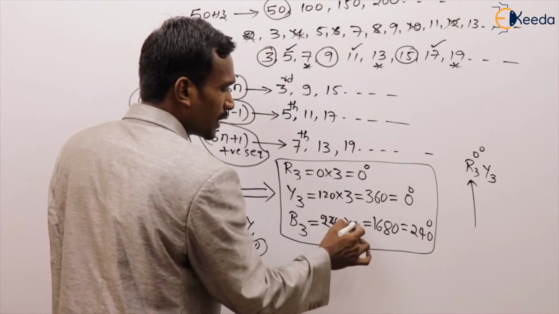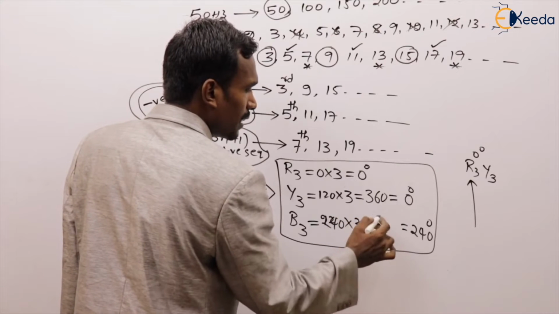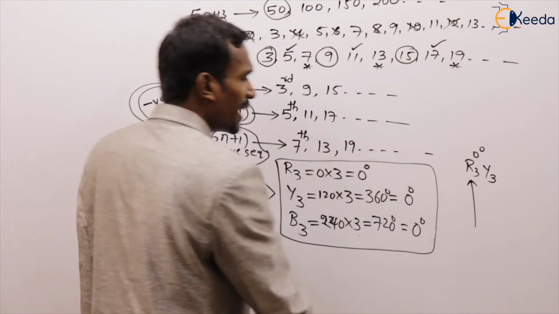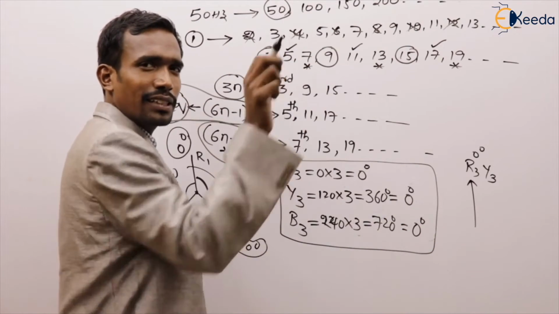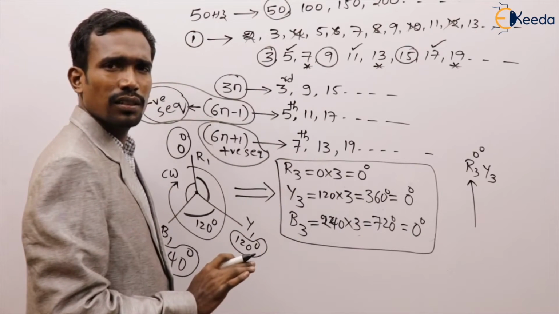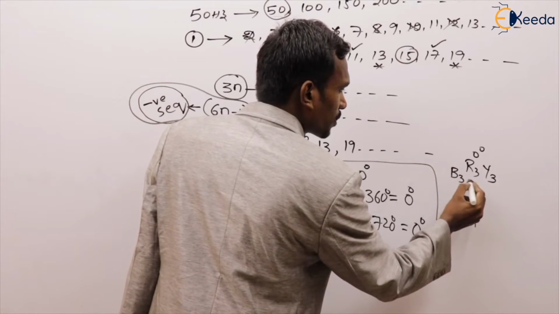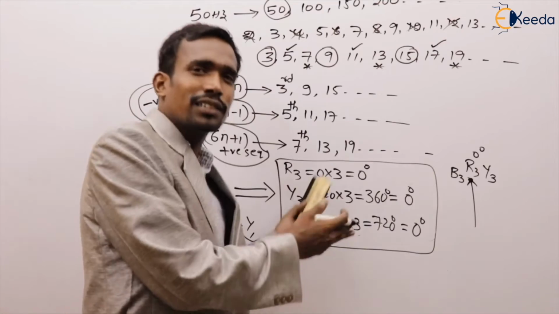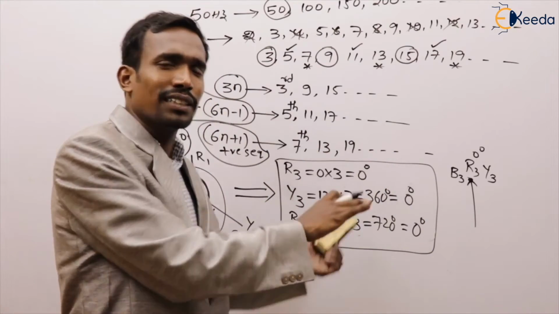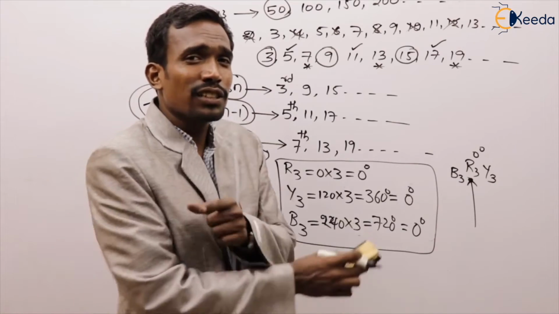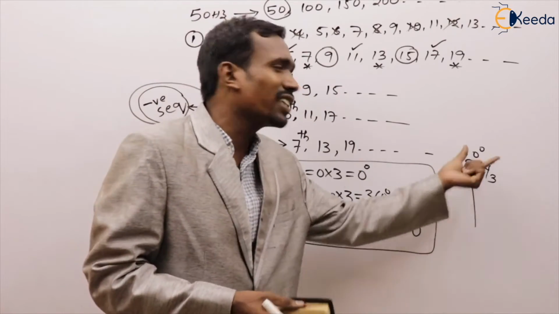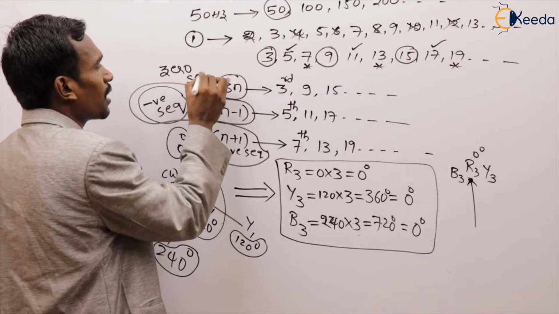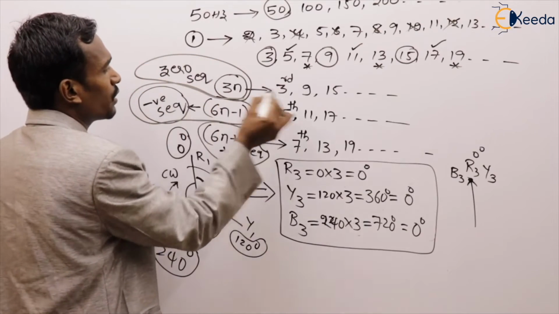Next, 240 into 3 is 720 degrees, which is 360 and 360, again 0 degrees. So B3 is also at 0 degrees. There is no rotation, no positive rotation and no negative rotation. It is not a positive sequence and not a negative sequence. What is the sequence? There is zero rotation, all are at 0 degrees. That's why the third group harmonics are also called zero sequence harmonics.